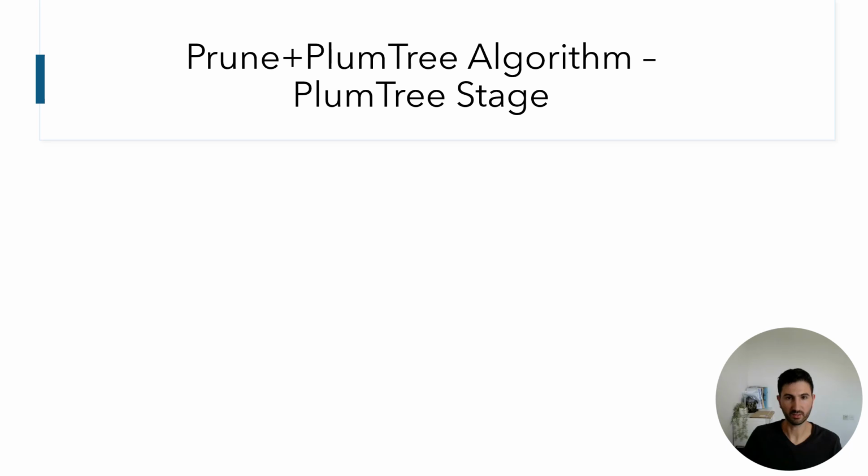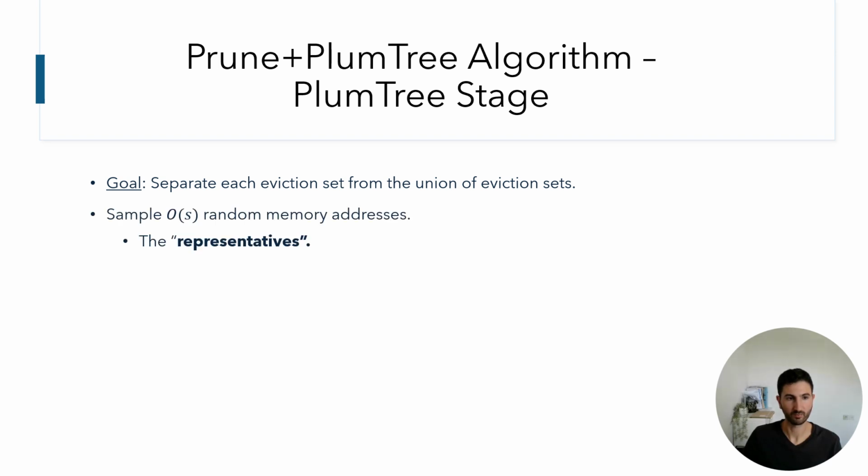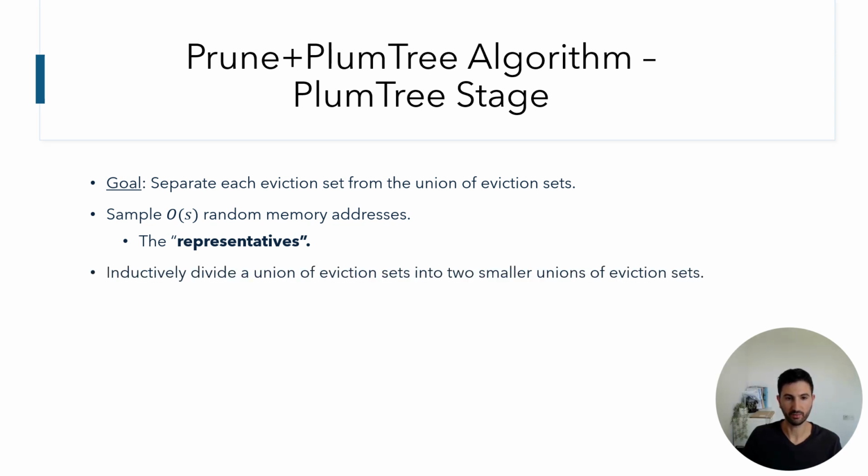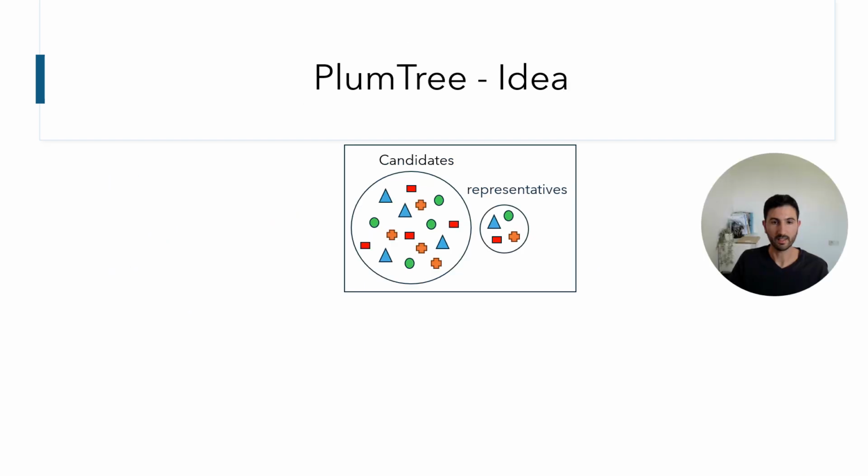Next is the PlumTree stage, whose goal is to separate each eviction set from the union of the eviction sets. We sample S random memory addresses and refer to that set as the representatives. We inductively divide the union of eviction sets into two smaller unions of eviction sets. For that purpose, we use a binary tree. The idea behind the PlumTree is to start at the root of the tree with the candidate set, which is a union of minimal eviction sets.